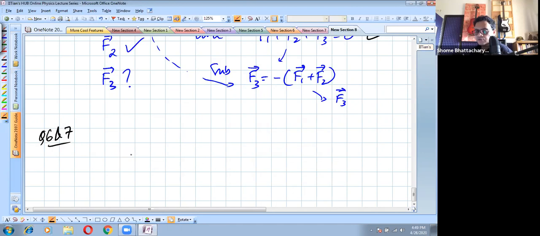Now for 6 and 7 we have the same data. So we have that the vector A plus another vector B happens to be 10i cap. That means it does not have a y component. This is along the x-axis. And also given to me that the vector A minus B does not have an x component. It has only a y component, and that y component is 10 root 3 j cap. So this information is given to me.